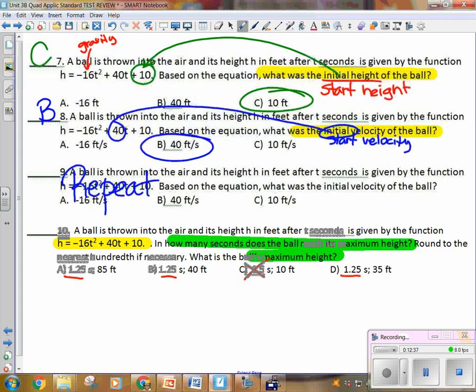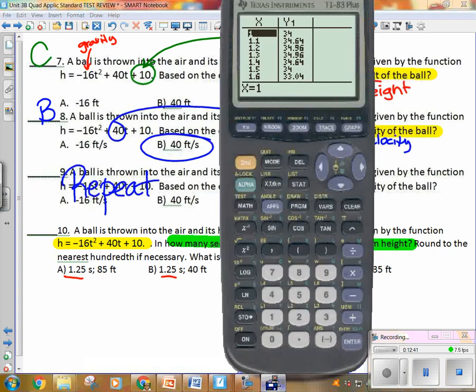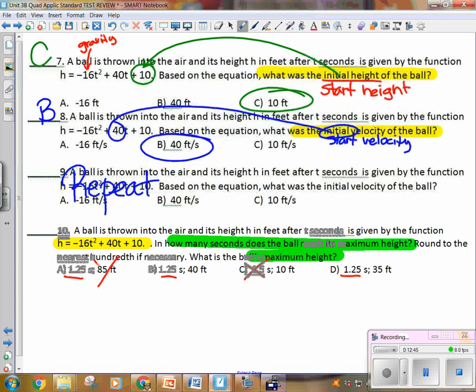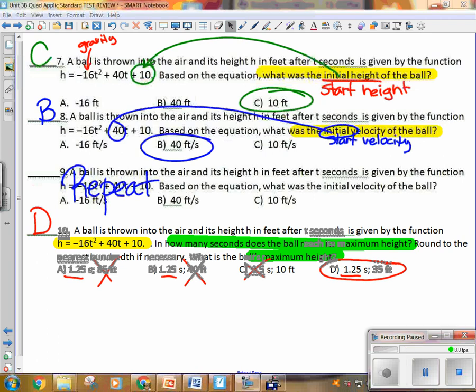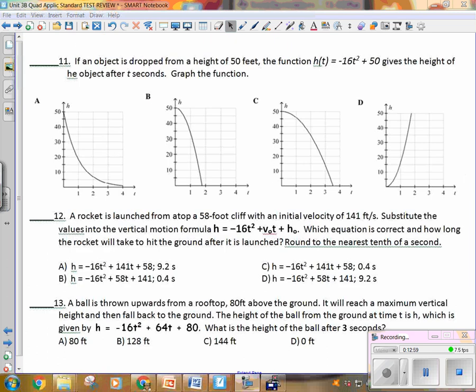I like those numbers. But then when I look at my second answer, it looks like my answer is really close to 35. 85 is too much. 40 is really too much. 35 is letter D. So I actually didn't even have to go all the way to 2 decimal places, but I could have. I was able to get my answer that way. All right, let's go on to the next one.